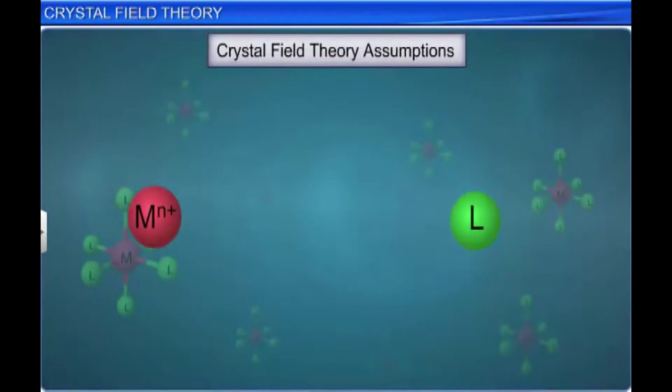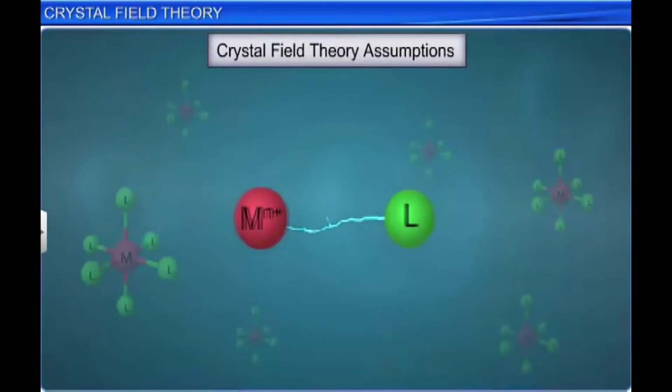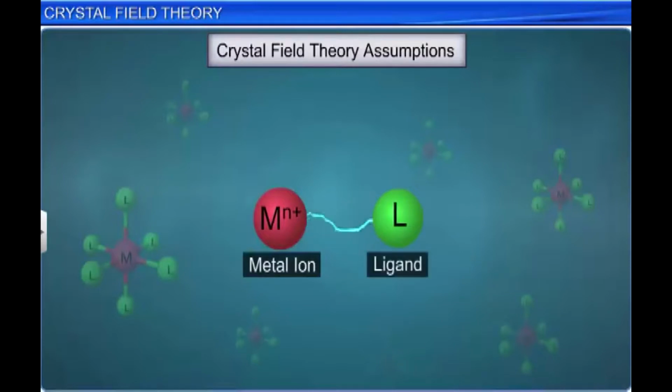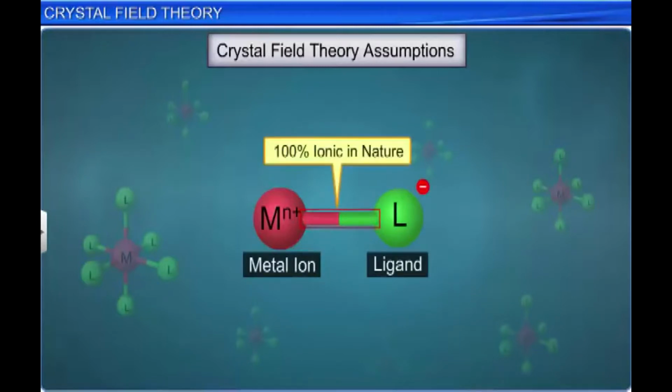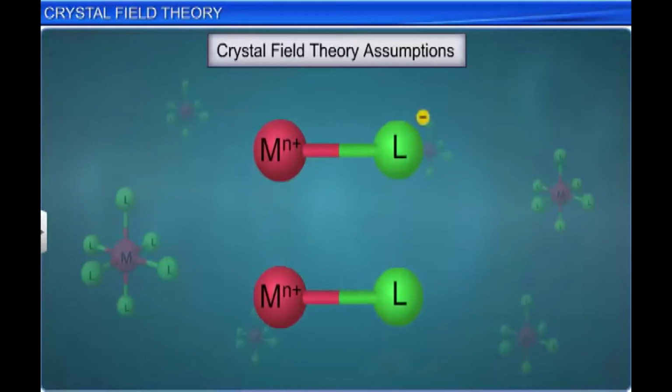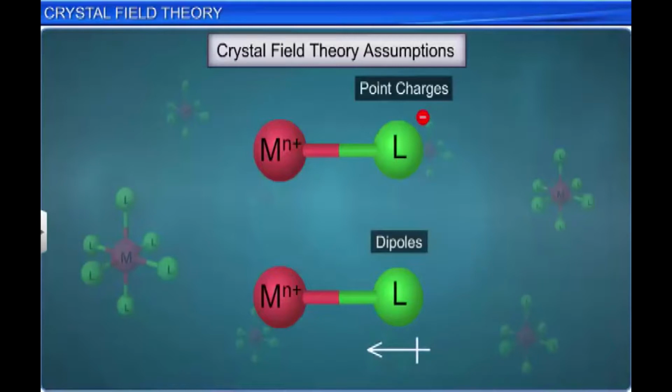Crystal field theory is based on certain assumptions. The interaction between the metal ion and the ligand is purely electrostatic. That is, the metal-ligand bonds are 100% ionic in nature. Negative ligands are treated as point charges and neutral ligands are treated as dipoles. Thus, the bonding in metal complexes may be ion-ion interaction or ion-dipole interaction.